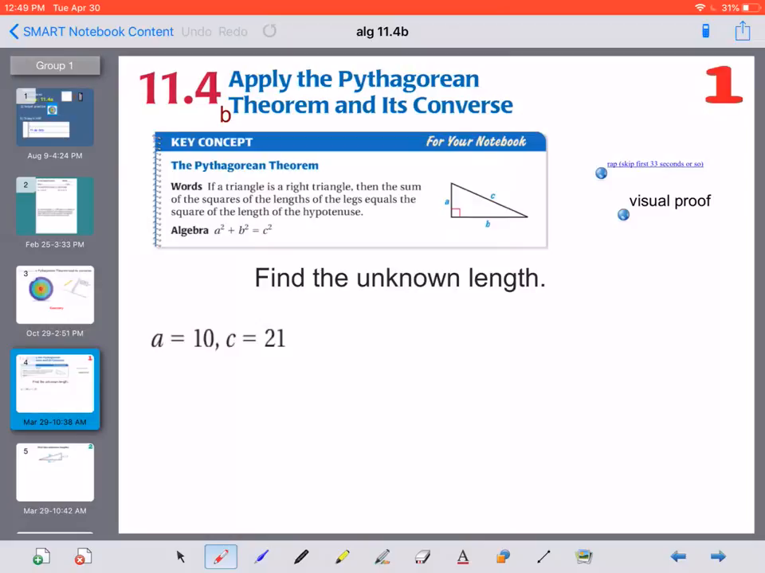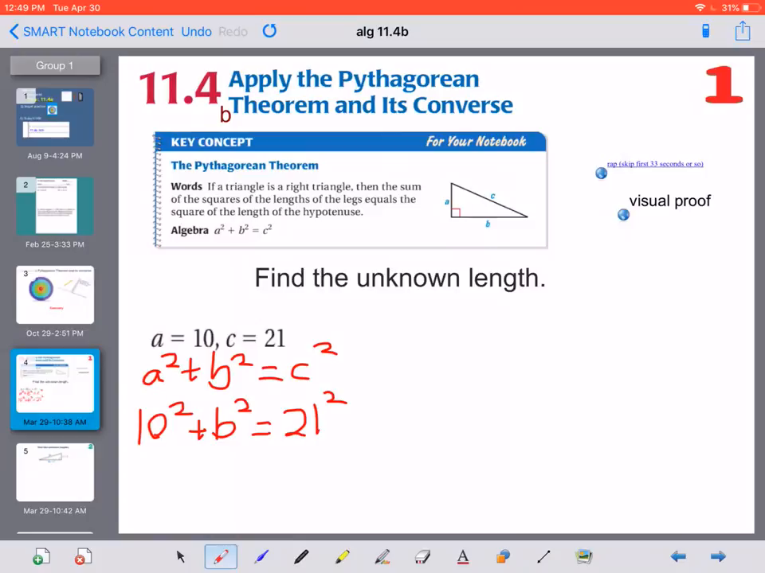So we have a equals 10, c equals 21. So what we're going to have is a squared plus b squared equals c squared. A is 10, so we'll have 10 squared plus b squared equals 21 squared. 10 squared is 100 plus b squared equals, now 21 times 21 is 441.